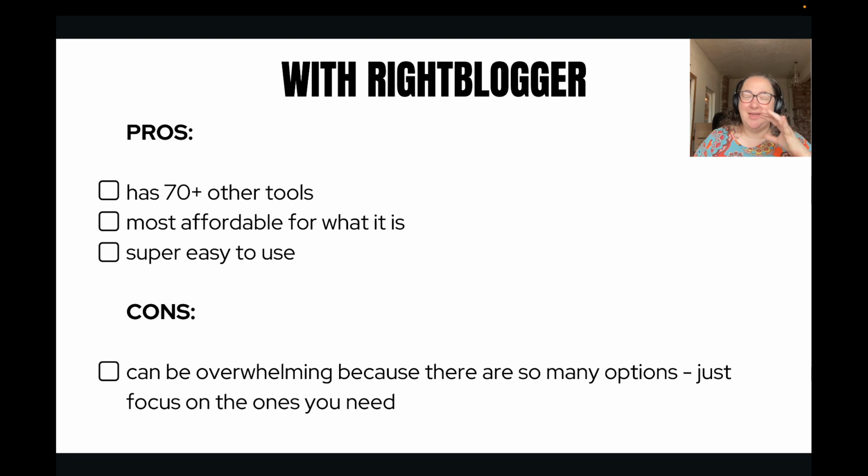And now for my current favorite tool, which is RightBlogger. The pros are that it has 70 plus other tools all wrapped into one. It's the most affordable on this list for what it is. It's got all these tools. It's not just one tool that does one thing, right? And RankIQ, in RankIQ's defense, it is an SEO tool. So I'm not trying to compare the two. Overall, I do have a post about that. But I'm trying to show you for this step of the process why you might want to go with each tool. Okay. RightBlogger is super easy to use.